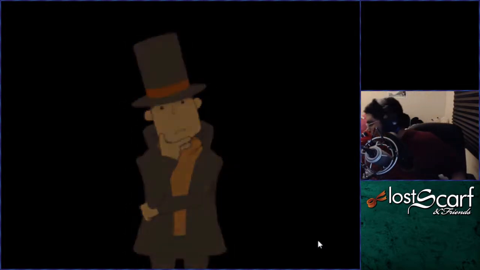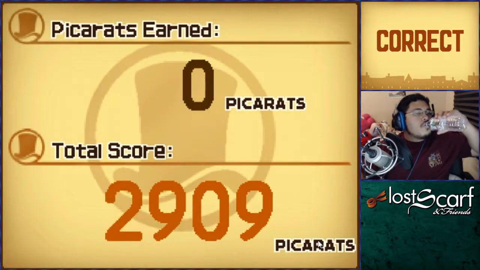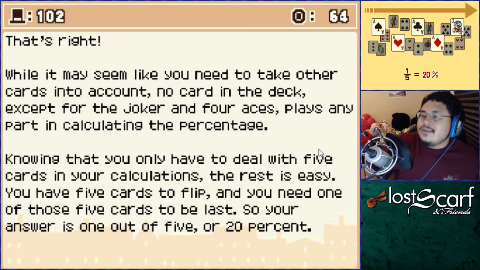You're correct. Every puzzle has an answer. That's right. While it may seem like you need to take other cards into account, no card in the deck except for the Joker and the 4 aces plays any part in calculating the percentage. Knowing that you only have to deal with the 5 cards in your calculation, the rest is easy. You have 5 cards to flip, and you need one of those cards to be the last. So your answer is 1 out of 5, or 20%.